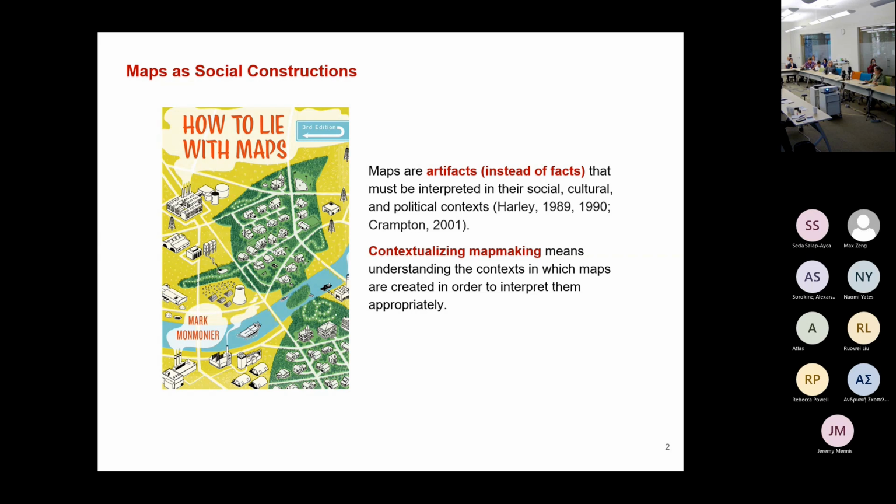And there is another viewpoint of map making, which considers maps as social constructions. Here, maps are perceived as artifacts, which are deeply situated in the political, social, and cultural context. And when we are interpreting those maps, we really need to first understand the context in which the map is made. And then we can better interpret those maps, and better understand what the maps represent.